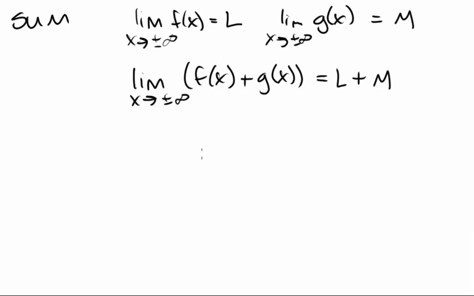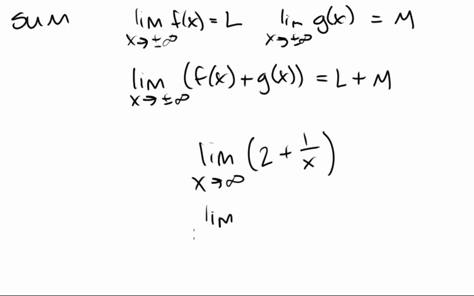So just to look at an example, let's say the limit as x approaches infinity of 2 plus 1 over x. So this is a function 2 plus 1 over x. The sum rule means that we can split this into 2 limits. So we can say, let's split it into the limit as x approaches infinity of 2 plus the limit as x approaches infinity of 1 over x. Now, this right here, this should be pretty obvious what this is equal to. If it's not, that's okay.